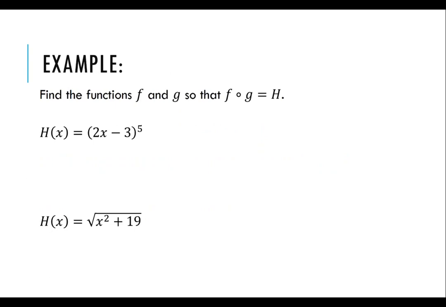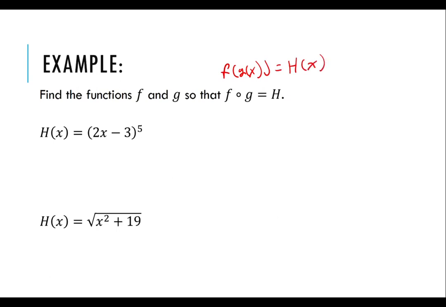So if I have h of x, which is really a composition of f and g, being 2x minus 3 to the 5th, let's think about some possibilities. Well, we need our inner function to be g. So remember, this is f of g of x is really equal to the function h of x.